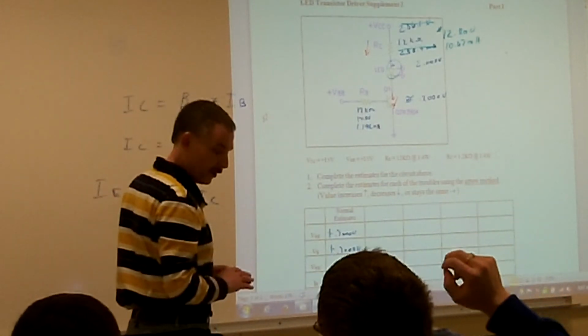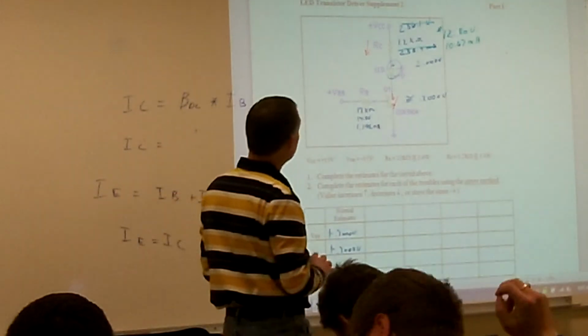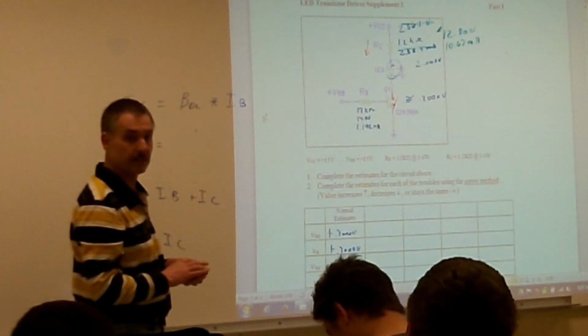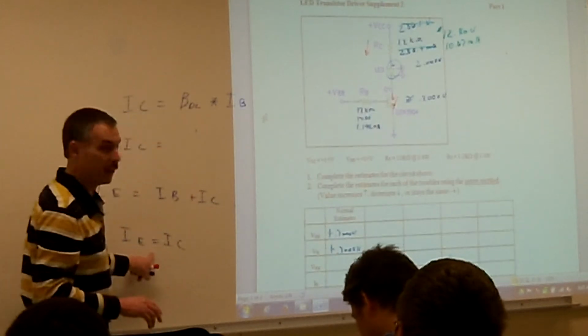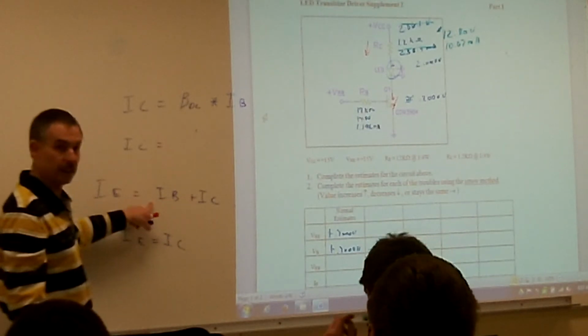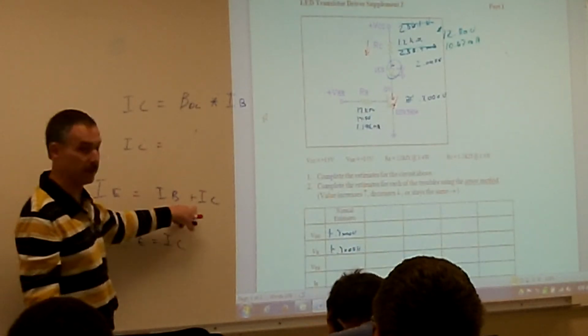So this is probably one of the more practical applications that you're going to use in a simple method. So IE is always going to be equal to IC in the circuit? Yes, for approximations. Realistically, IE is actually going to equal IB plus IC.